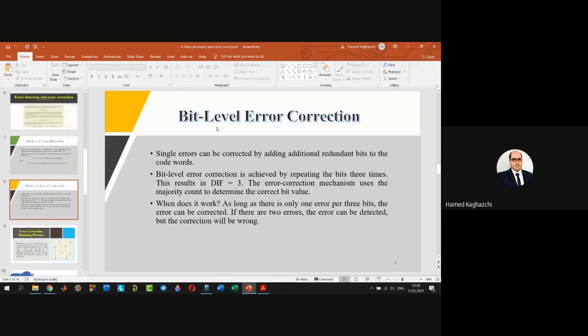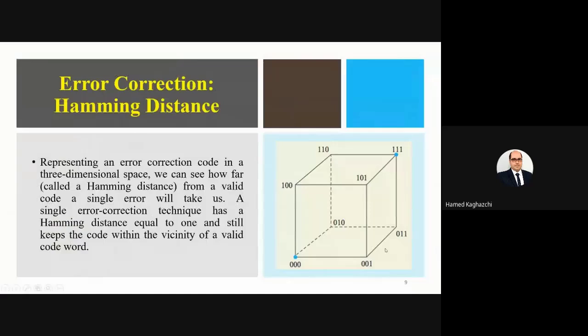And in the case of bit level error correction, if my diff is equal to 3, I can correct the error, and this method is called bit level error correction. Now, if we represent error correction code in a 3-dimensional space, as you see here, we can see how far a single error will take us from a valid code.